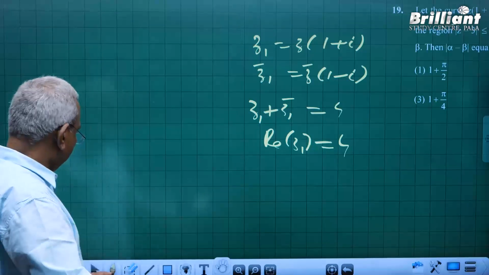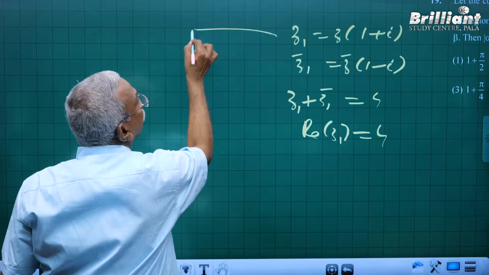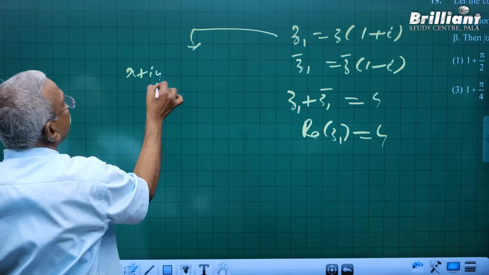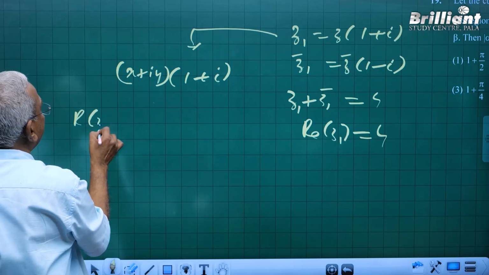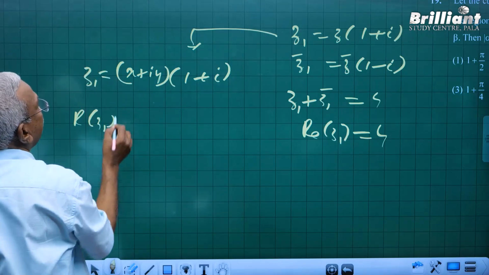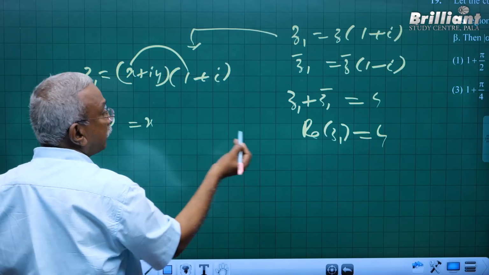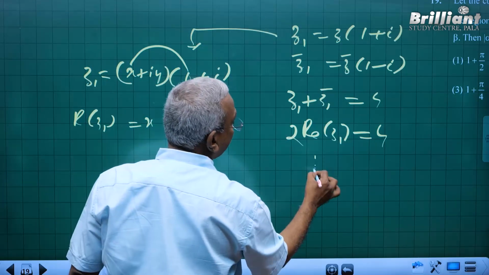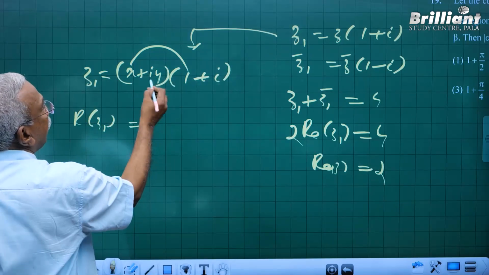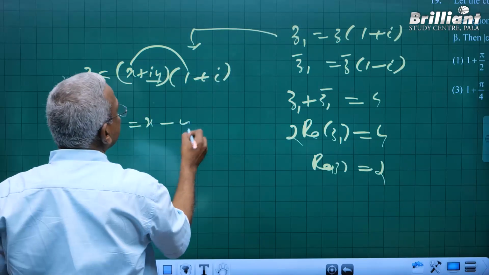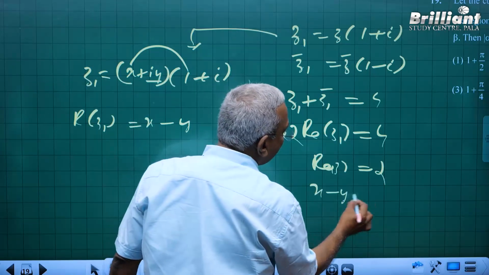This is the requirement. So as per the condition, this is the real part of Z1. What is the real part of Z1? We can transform it in the form x plus iy into 1 plus i. Then this is your Z1. The real part is x into 1, that is x, and this gives 2 times the real part of Z. Therefore, the real part of Z is simply 2. Here it is x into 1, and minus i into i is minus y. This is the only real part; the rest is the imaginary part. So the equation is x minus y equal to 2.